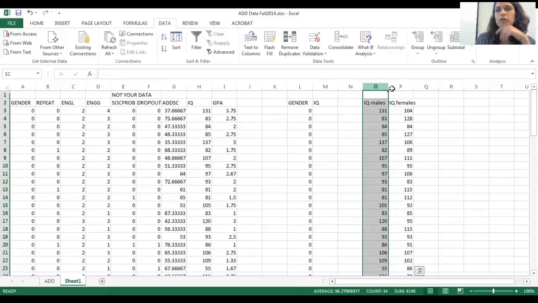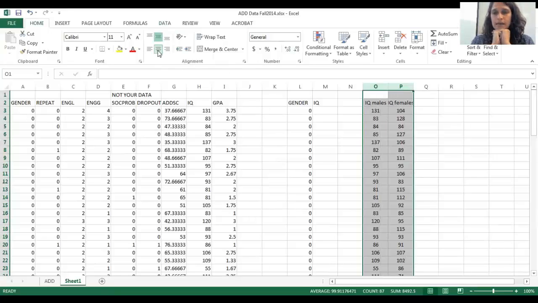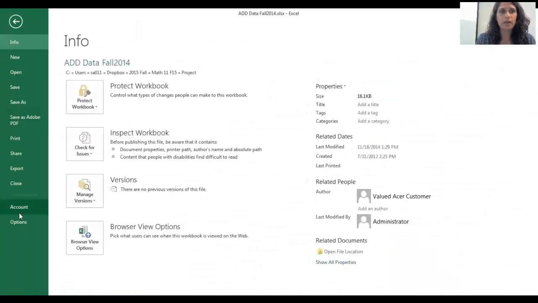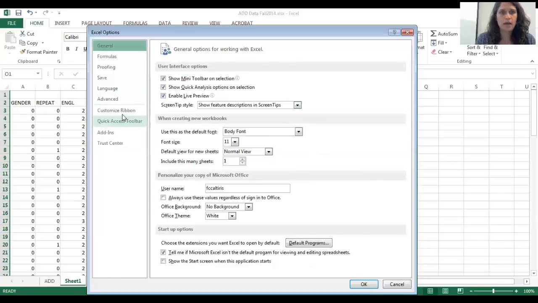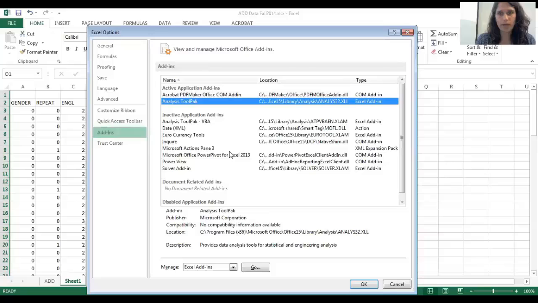Okay, so you can actually do the hypothesis test in Excel, or you could copy and paste this into Statcato if you're using Statcato. And if you're using Excel, you'll need to do this first. You'll need to go to File, Options, Add-ins, and add in the Analysis ToolPak.